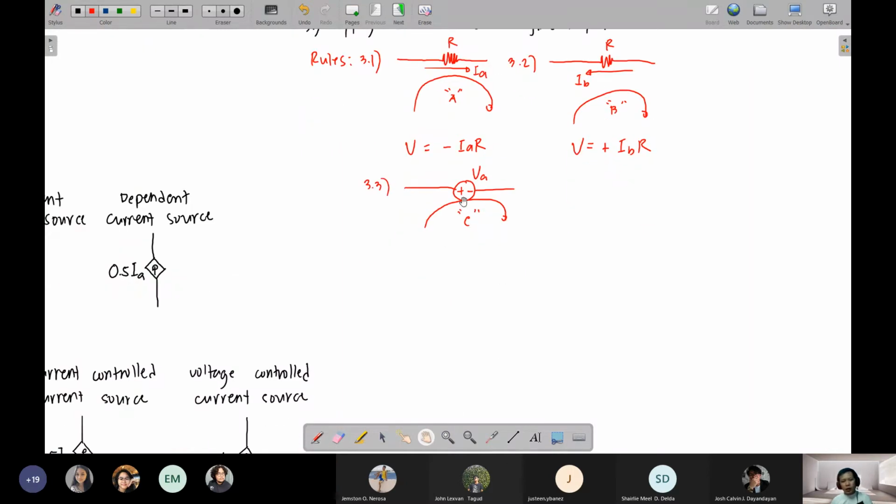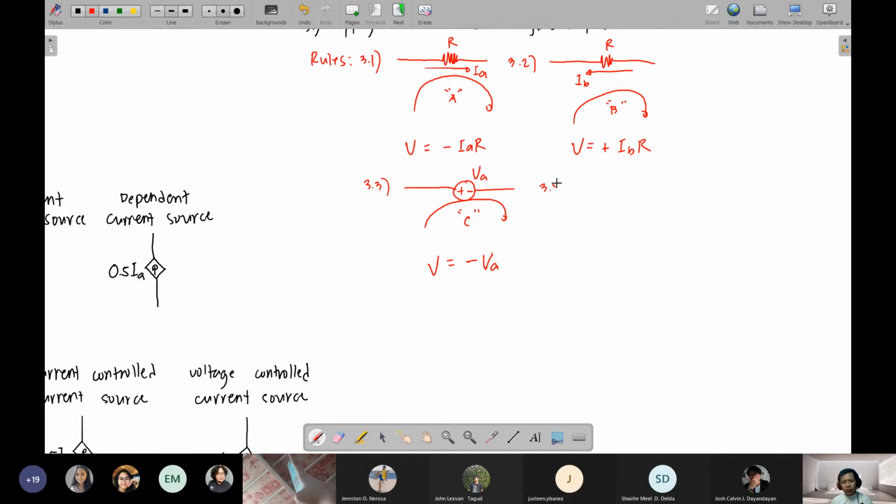Now, if this is the scenario, the voltage that you can get from this voltage source will be negative. Let's look at it this way. The loop, loop C, enters the positive side of the voltage source and exits at the negative side. So it enters at the positive side and exits at the negative side. Whichever part it exits, that will be your sign. That will be your follow-up sign. So it exits at the negative side, therefore the voltage will become negative VA when you apply KVL.